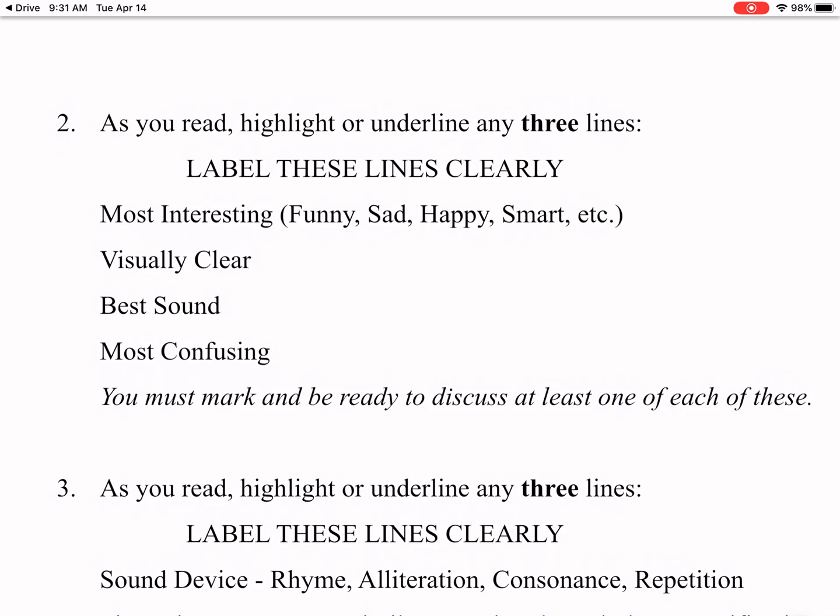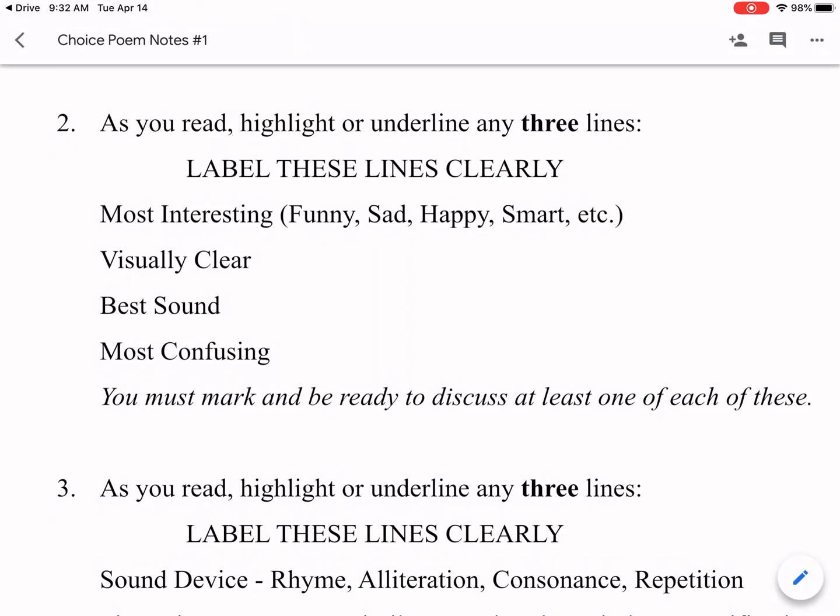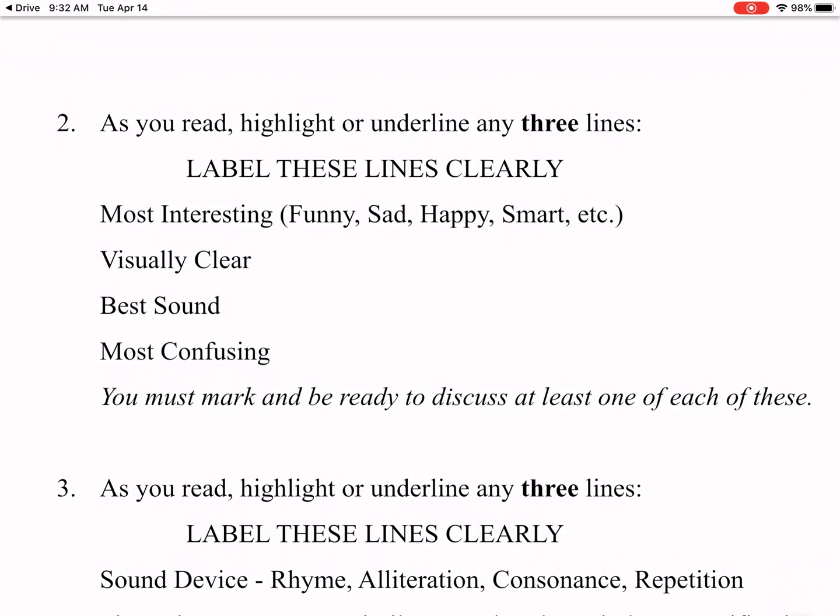So find an interesting line, find a line that you can see, it's visually clear, find a line that you thought sounded good, or find a line that is confusing. Make sure that you've marked 3 different elements there somewhere on the poem.